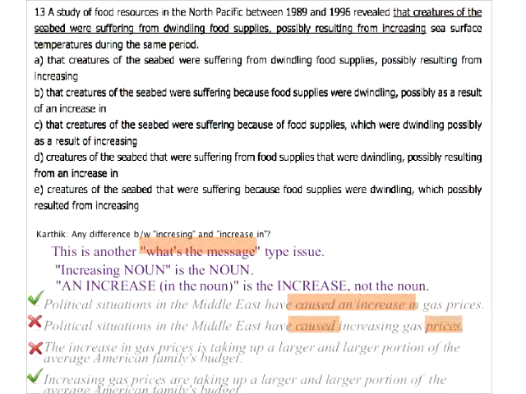On the other hand, in the second group of sentences, the actual message is that the price of gas takes up a larger chunk of people's budget. So it's not the increase. The increase is taking up a larger and larger portion? That's not accurate. An increase doesn't take up part of your budget. Instead, it's the prices which are increasing that take up that portion. So this is sort of the same deal.